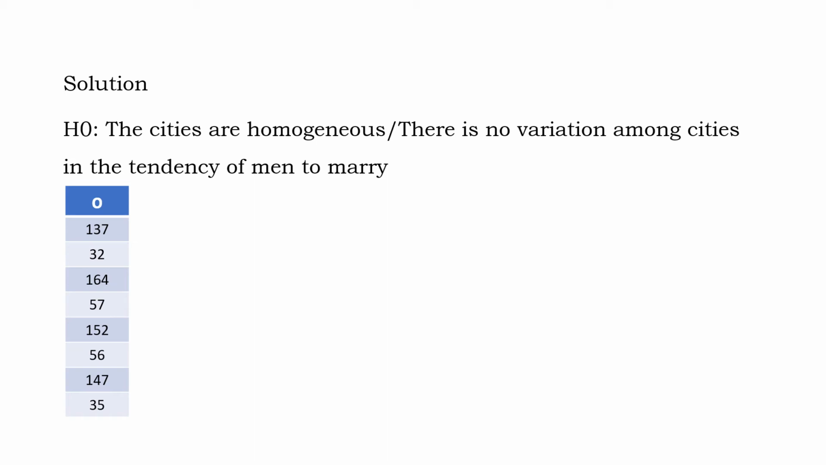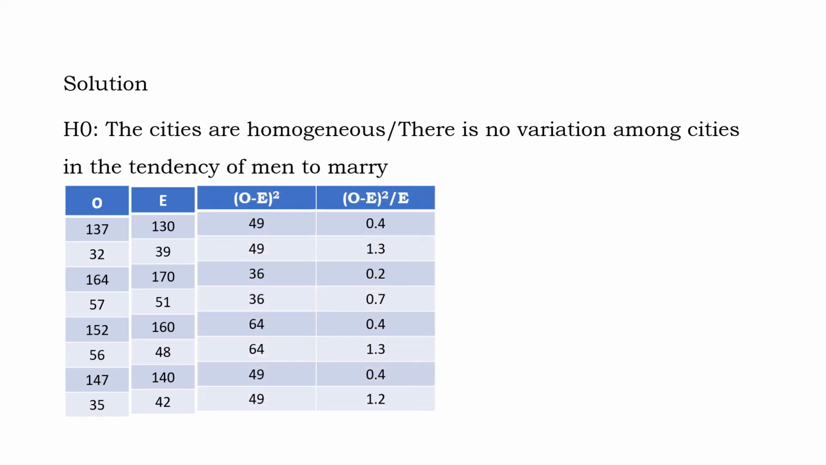Then for each cell frequency in the table given in the question, you will have to calculate the expected frequencies, and you will get the expected frequencies as 130, 39, 170, etc. when you calculate the expected frequency with the formula row total into column total divided by grand total. Then again you have to find out O minus E square and then O minus E square by E. Then you can derive the chi-square value. It is a sum of the last column, that is 5.9.